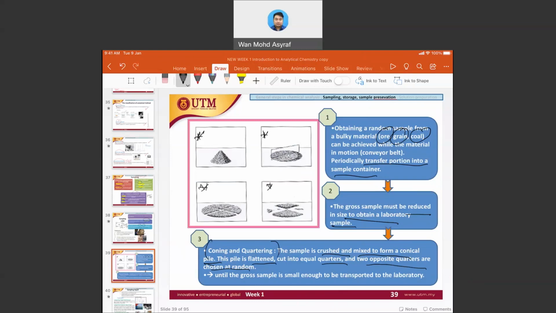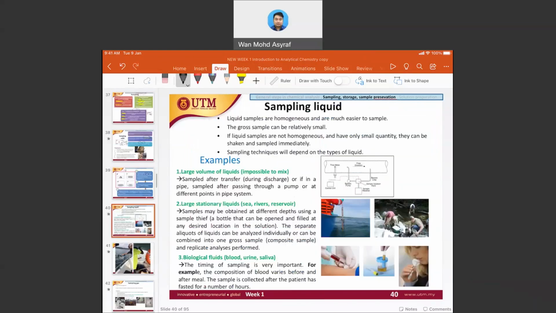Okay. So as I mentioned before, for example, if you have 1 kilogram of sample, then it would not be feasible to carry all 1 kilogram back to the lab. So this is how you're going to reduce the gross sample to become a laboratory sample. Okay. All right. How are we going to sample liquids? So basically now, I think that you can see the pattern here. When we are sampling, there are sampling of solids, sampling of liquids, and then sampling of gases. All right, sampling of liquids.